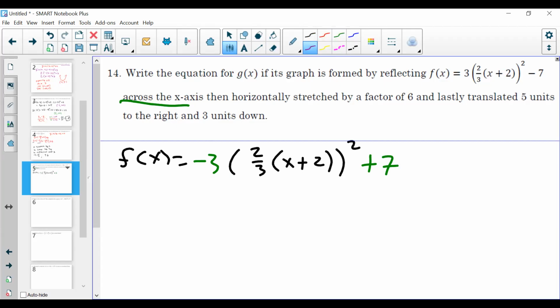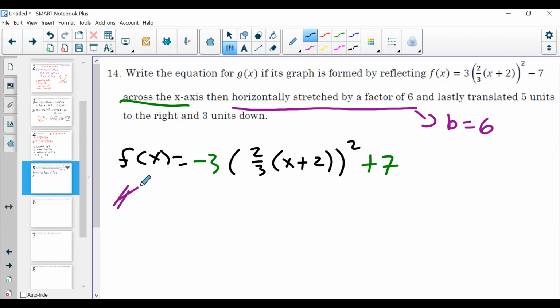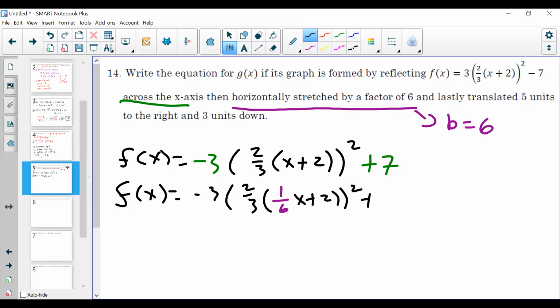After that, I'm going to be horizontally stretched by a factor of 6. So the horizontal stuff gets a little tricky. Anytime you have a horizontal reflection or horizontal stretch or anything horizontal, you always want to put it directly with the x. And this horizontal stretch by a factor of 6 tells me that b is 6. So what I put into the equation needs to be 1 over 6. So f of x is now negative 3 times (2/3, and I'm going to put that 1 over 6 directly with the x), then add 2 and square it, plus 7.